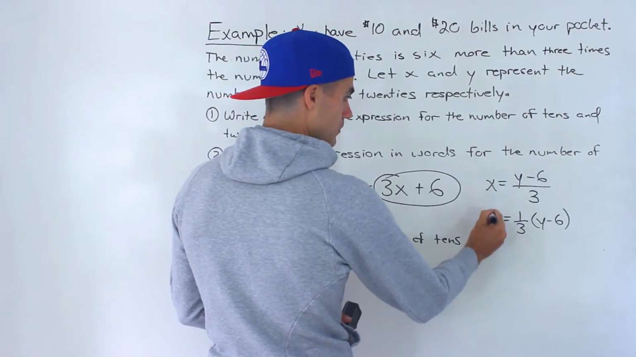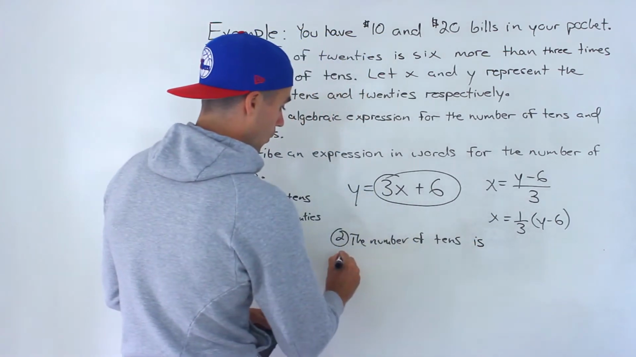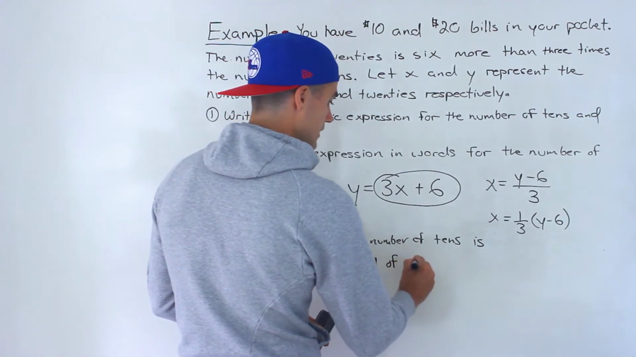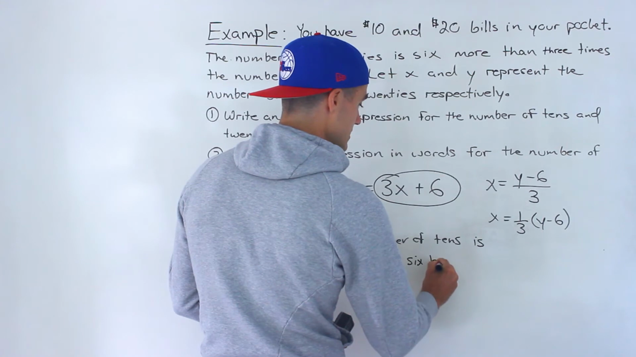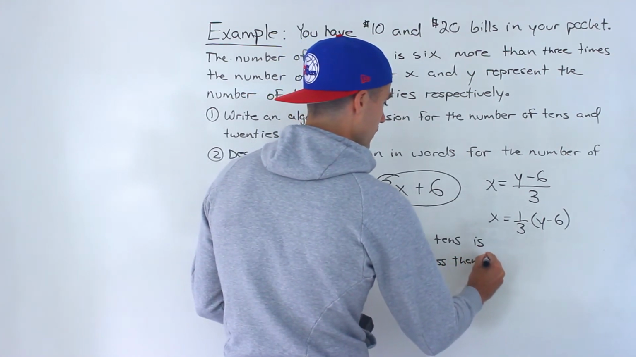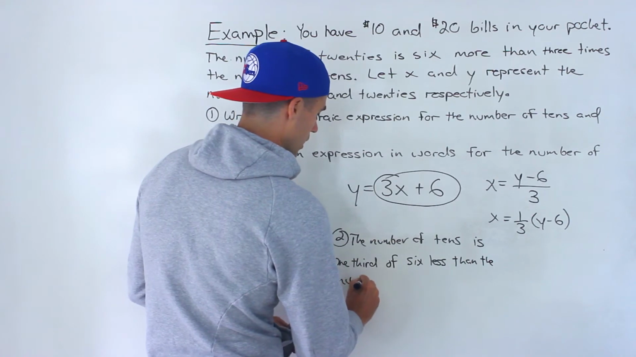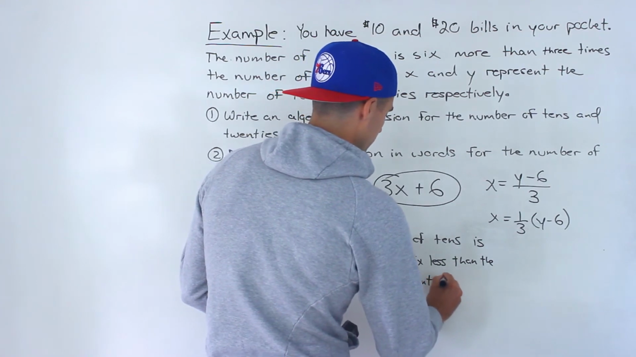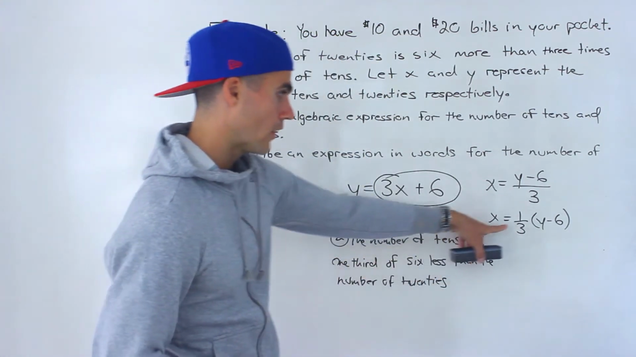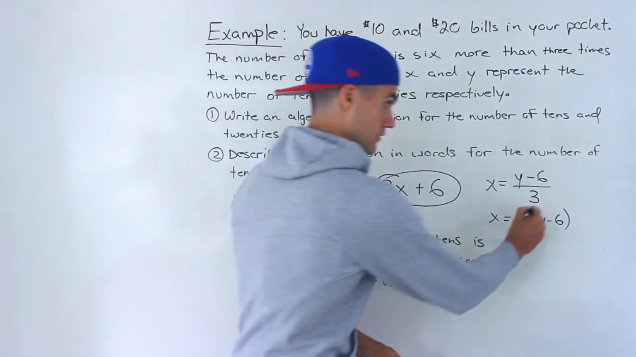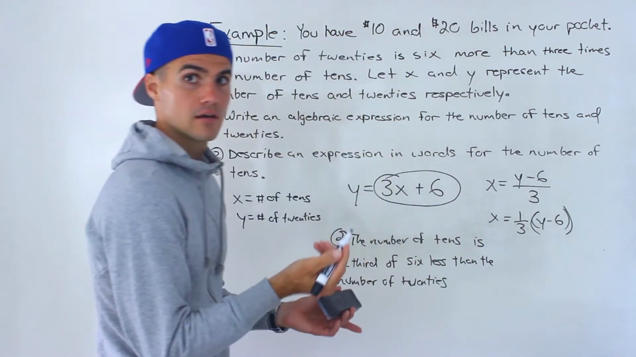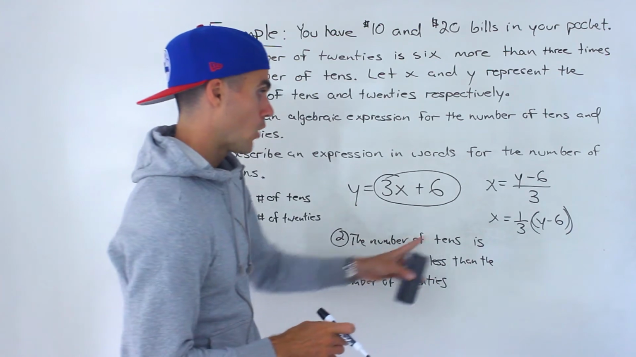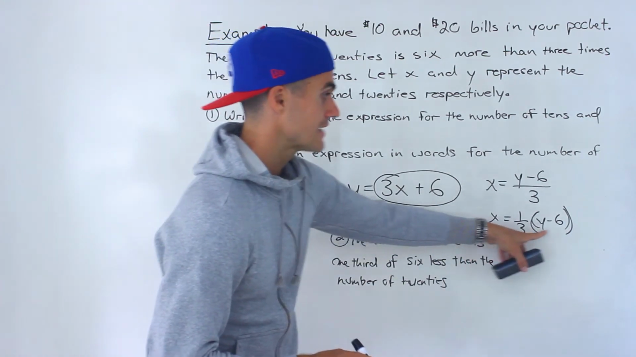If we use this format, we could say the number of 10s is 1/3 of 6 less than the number of 20s. The number of 10s is 1/3 of this amount here, 6 less than the number of 20s. Now you got to be careful here. It's not 1/3. It's not 6 less.